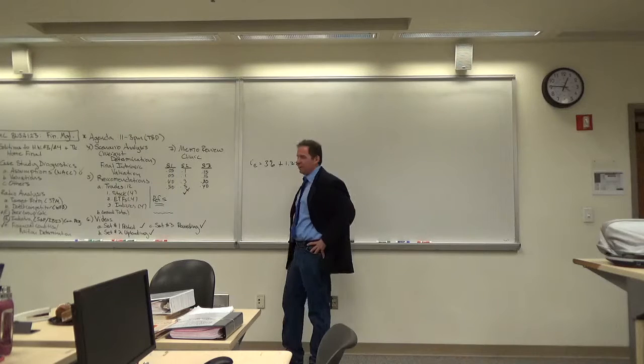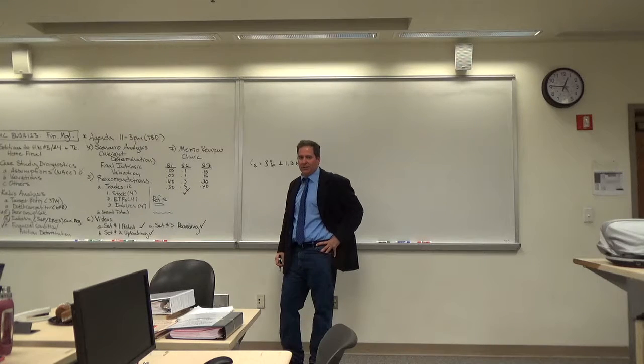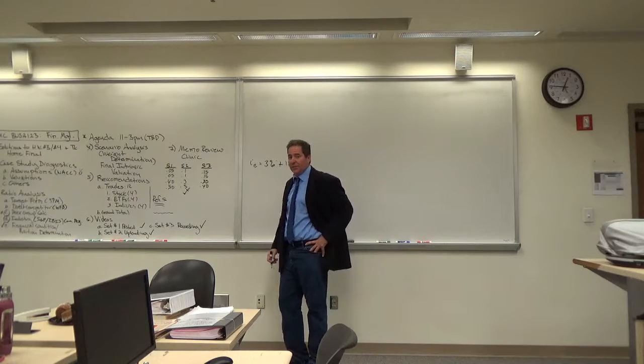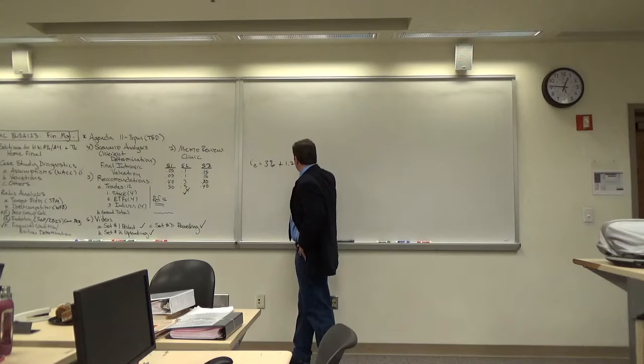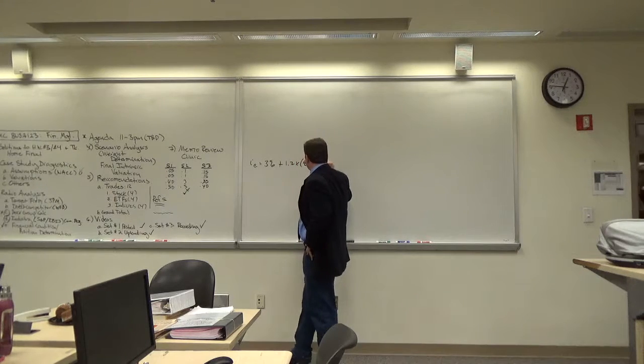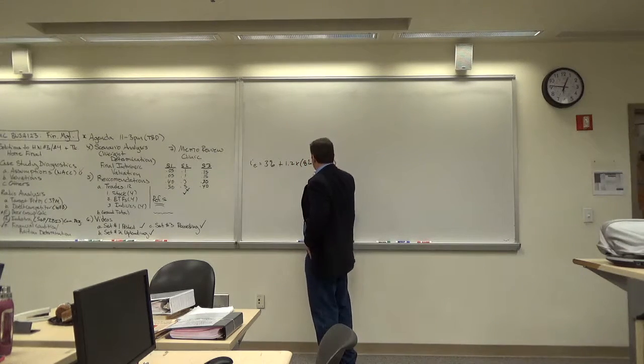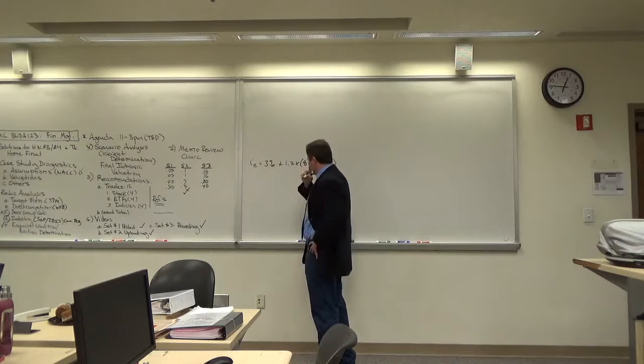Okay. And then what was the expected return on the market that you used? 8%. You used 8. Okay. And we already know what the risk-free rate is. Okay, so this is 6. So what's 1.2 times 6?